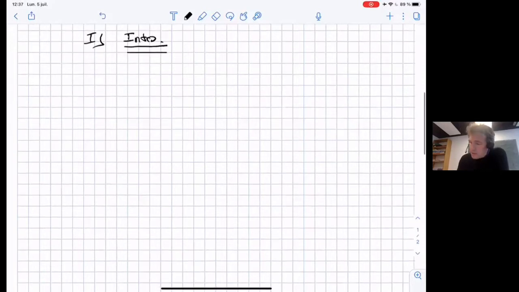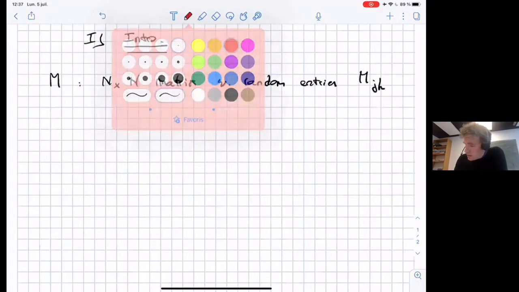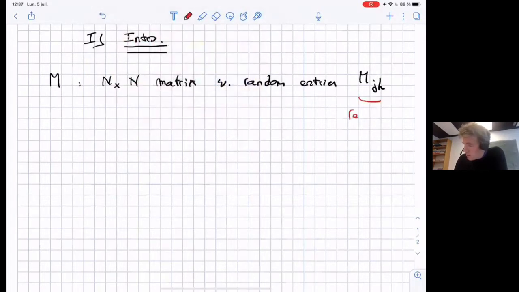So basically, the topic of random matrices is quite simple to explain. I will just consider capital M, which is say an n by n matrix, and it's random in the sense that the entries are random. I will generically denote them M_jk. And note that these, in principle, can be real or complex.